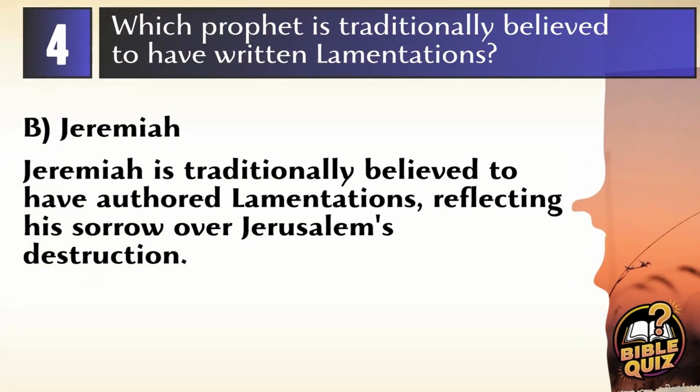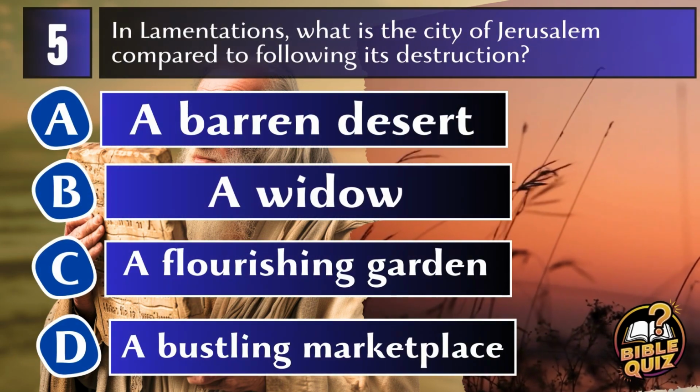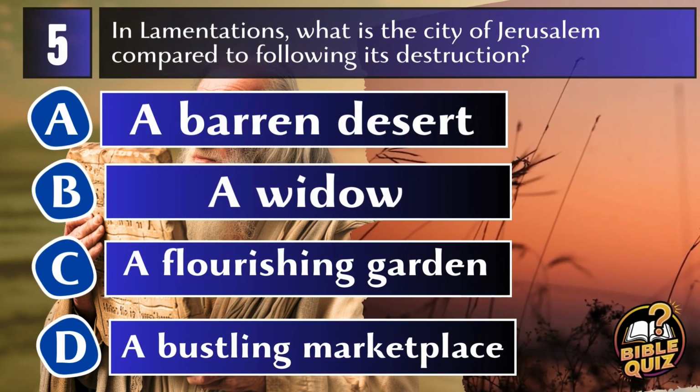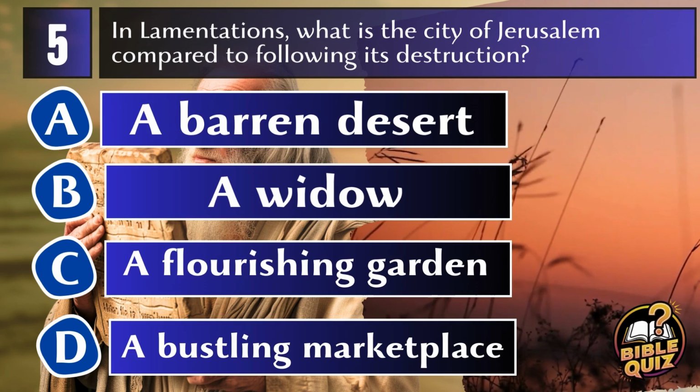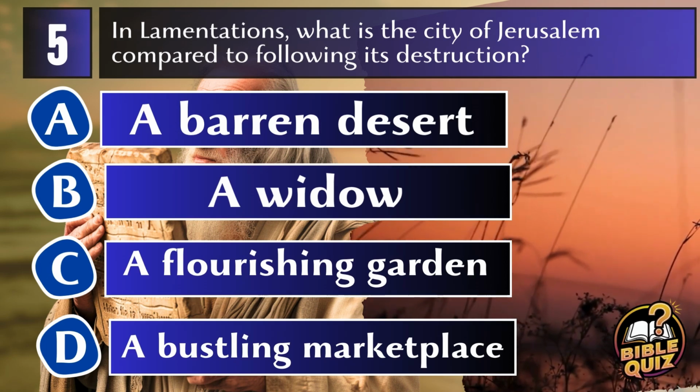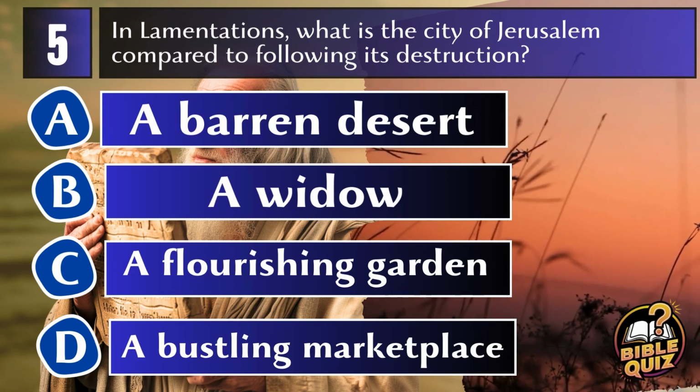Answer B. Jeremiah. Traditionally, the prophet Jeremiah is believed to have written Lamentations, reflecting his sorrow over Jerusalem's destruction, which he had prophesied. Question 5. In Lamentations, what is the city of Jerusalem compared to following its destruction? A. A barren desert. B. A widow. C. A flourishing garden. D. A bustling marketplace.